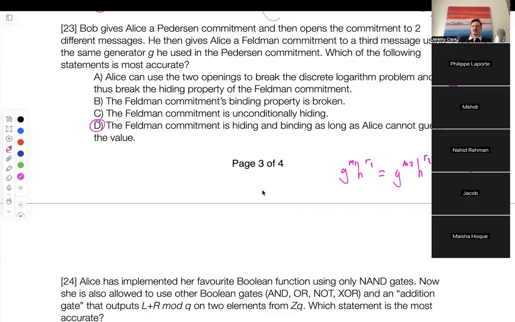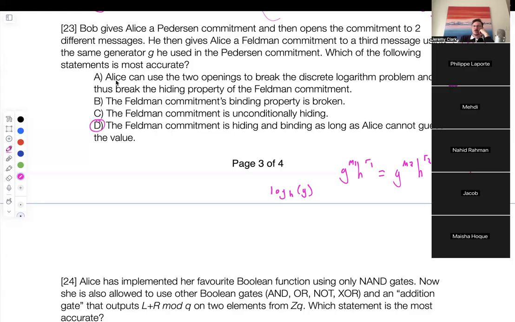the other fact that I can derive is that I can figure out what the discrete log is between G and H, which I'll write this way. But knowing the discrete log between G and H doesn't actually help me much with a Feldman commitment because there's no H left at all.